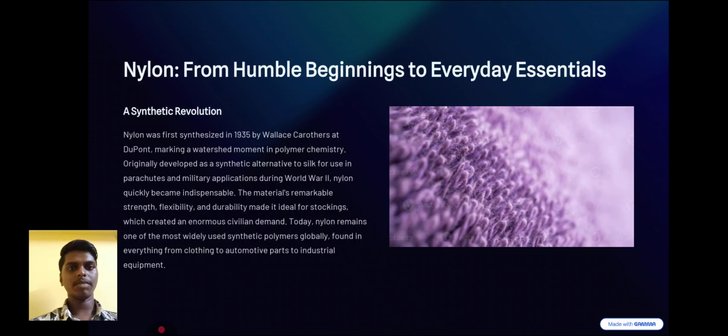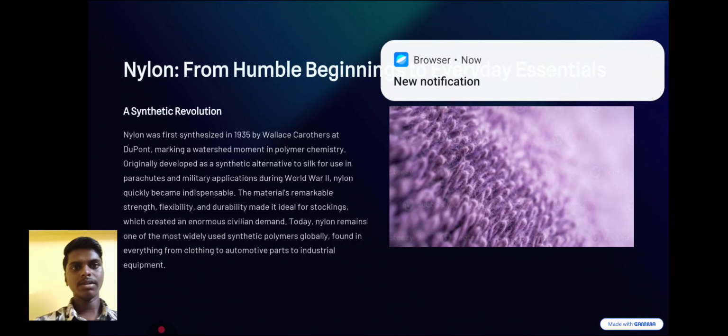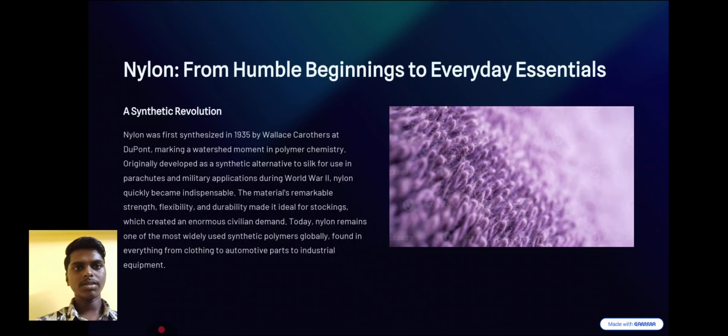indispensable. The material's remarkable strength, flexibility, and durability made it ideal for stockings, which created an enormous civilian demand. Today, nylon remains one of the most widely used synthetic polymers globally, found in everything from clothing to automotive parts to industrial equipment.